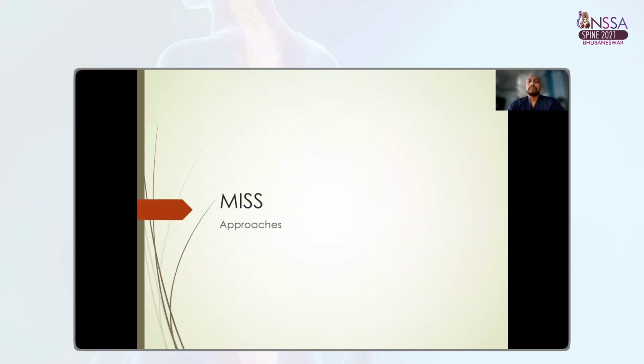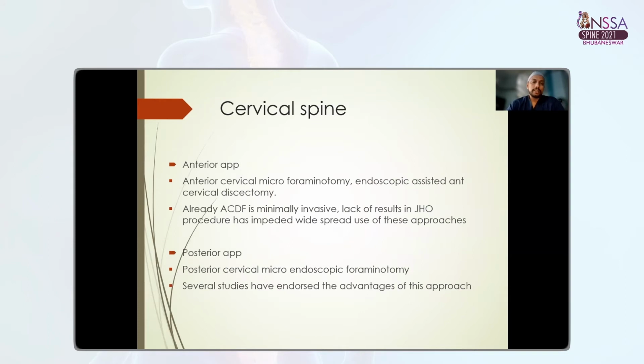So what are the minimally invasive approaches? For the cervical spine, there are anterior and posterior approaches. The anterior cervical microforaminotomy and endoscopic assisted anterior cervical discectomy are the familiar anterior approaches in MIS. But as everybody knows, anterior cervical discectomy is already a minimally invasive open procedure, and the lack of expected results in these procedures has impeded the widespread use of this anterior minimally invasive approach for the cervical spine.